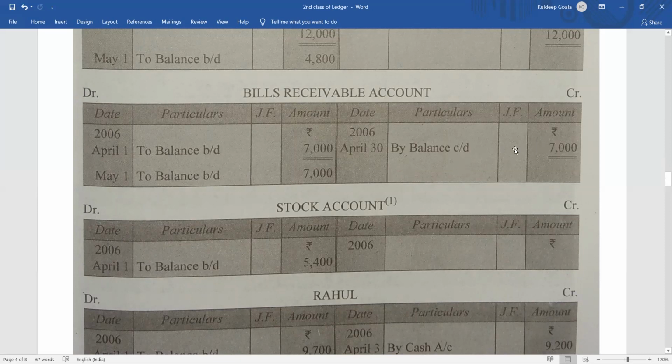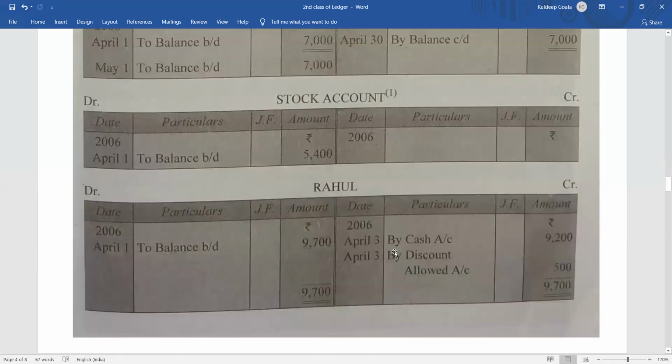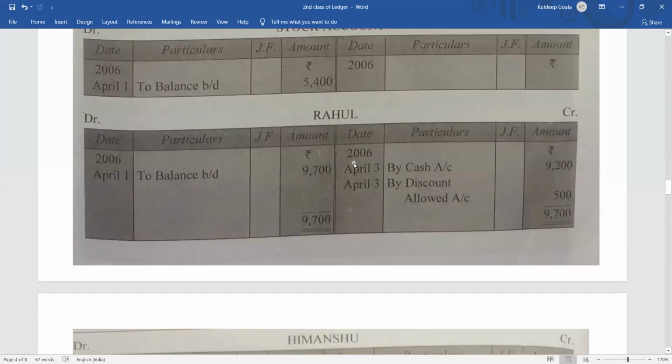So this side is 7,000, this side it was 0. So this was more, take the total on both the sides, and write by balance carried down only. The same will be again, to balance brought down, 7,000. Understood? Stock also you can do the same way. They have not done it, but you can do it.